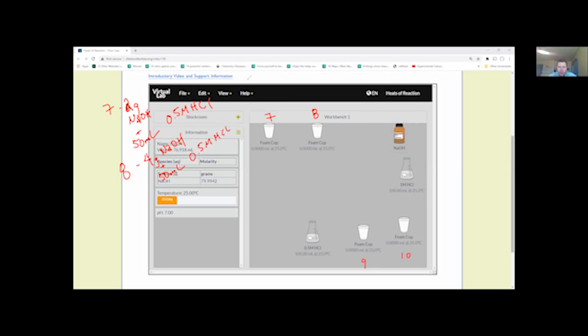Now, before we get too far away from this discussion, let's talk about this. 2 grams of sodium hydroxide. Well, the molar mass of sodium hydroxide is 40 grams per mole. So we've got 2 divided by 40. I'm going to use my calculator for this.